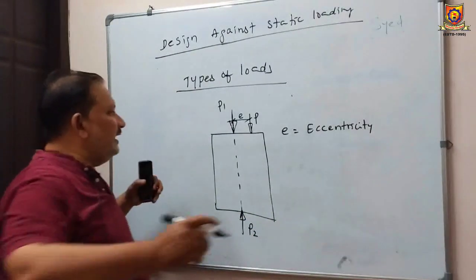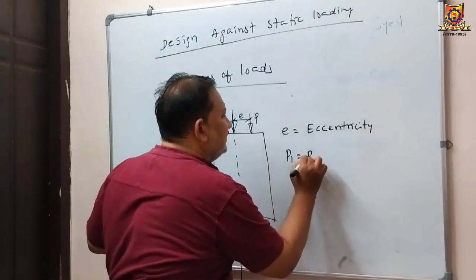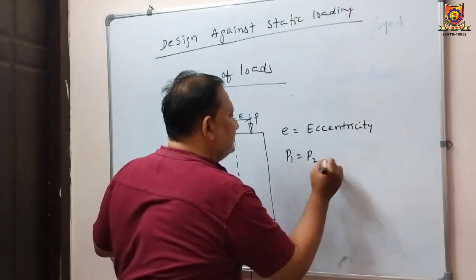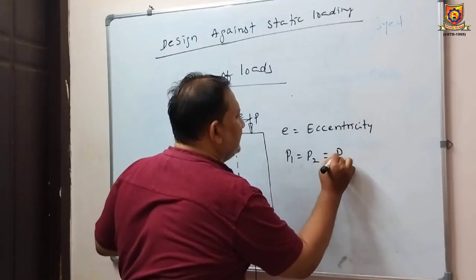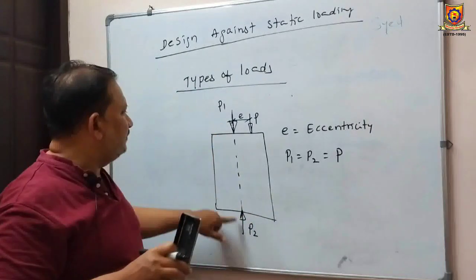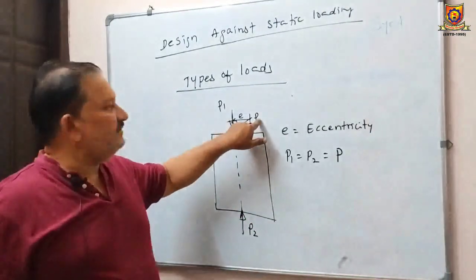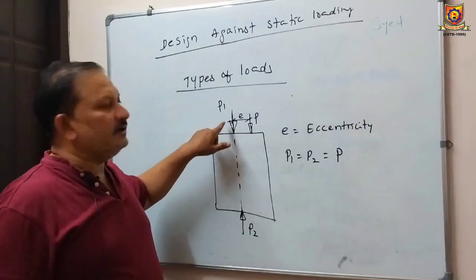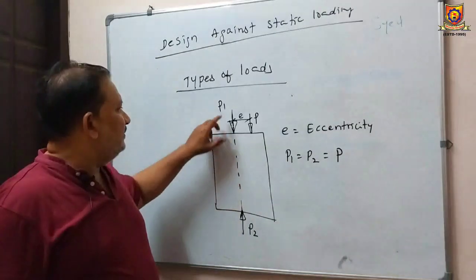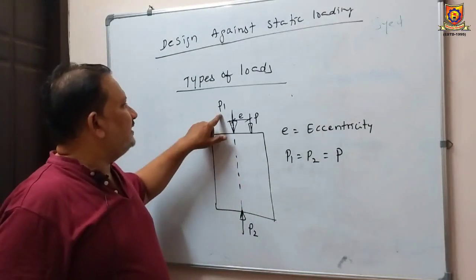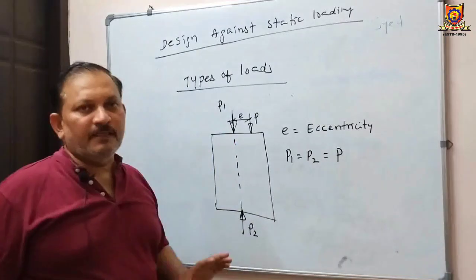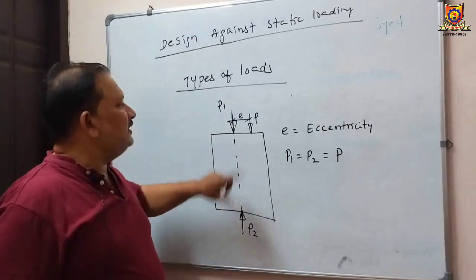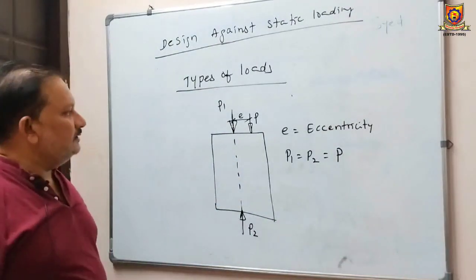P1 and P2 are identical forces. Their magnitude is the same, but direction is reversed. So P1 is equal to P2 is equal to P. So P is the external load. I am introducing two axial forces of equal magnitude in opposite direction. Because of this, the net effect on this member is zero with the introduction of two equal and opposite forces.